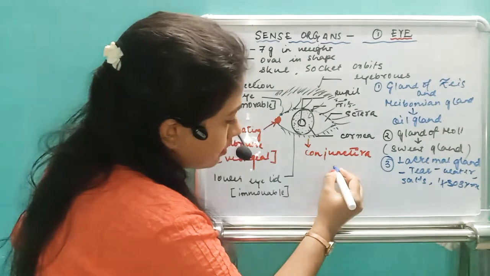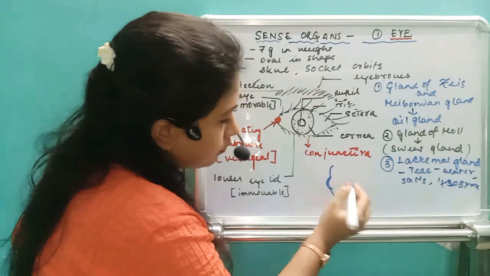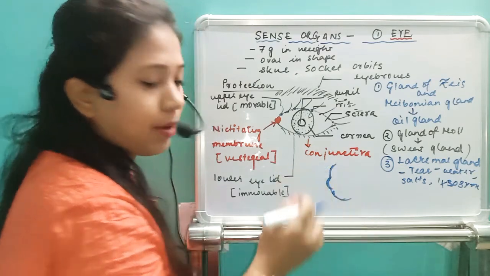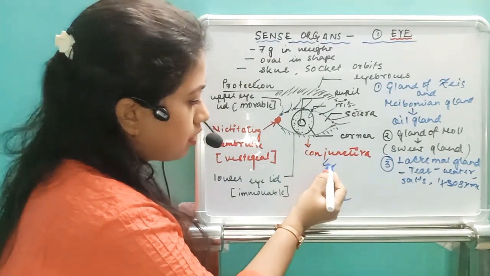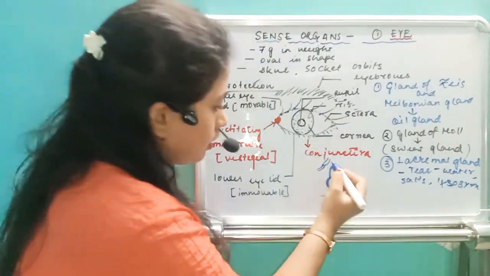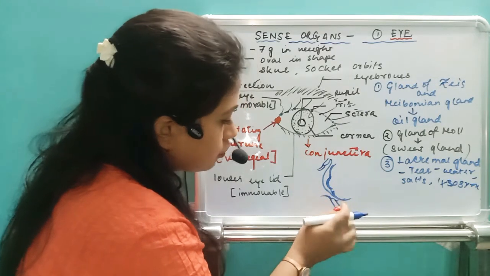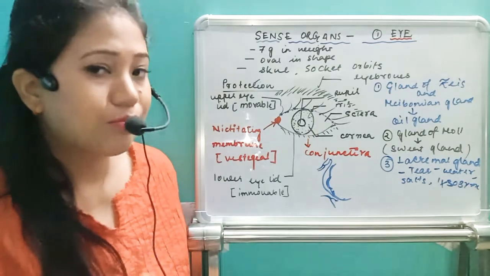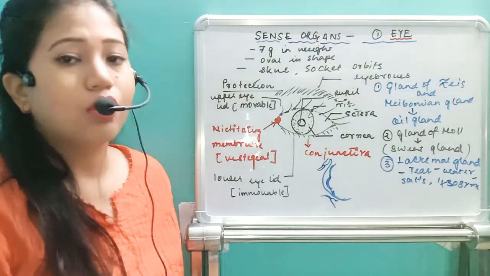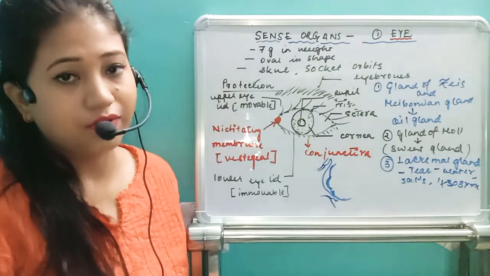So suppose this is the sclera, this is the cornea. This part is the cornea, which is protecting the iris, and here this is the white part, the sclera. Above that, suppose these are the hair follicles we have. Now here this one is the conjunctiva. It does not allow any type of foreign particles to fall directly on the cornea or sclera.